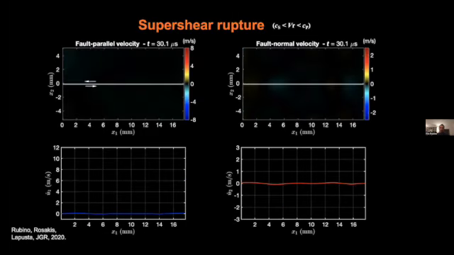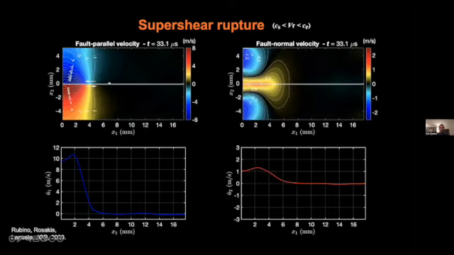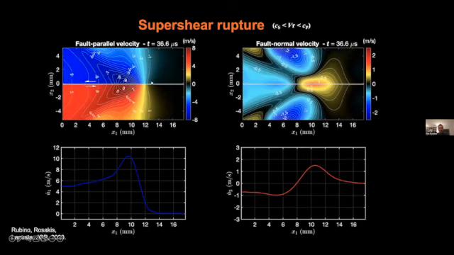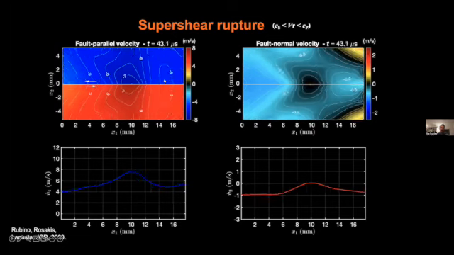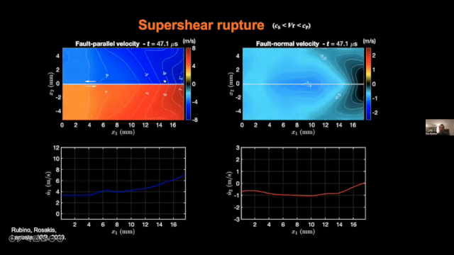Now for a supershear rupture, these are the same panels. The scale is still in meters per second, but note that the scale here is increased from 1 to 8 meters per second. The rupture still enters from the left. You can see that the rupture tip is here, and the dilatation and the compressional lobes are trailing behind.